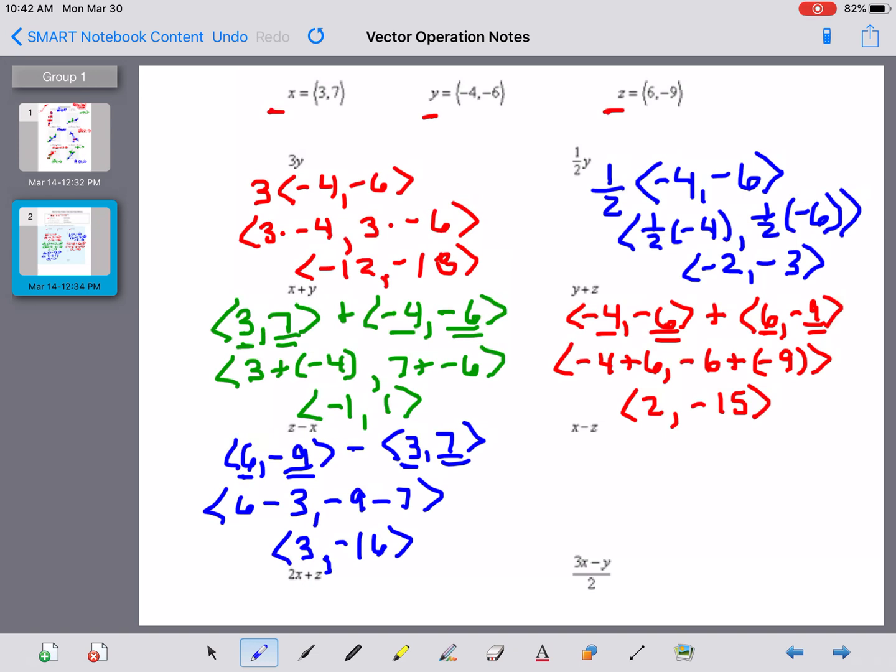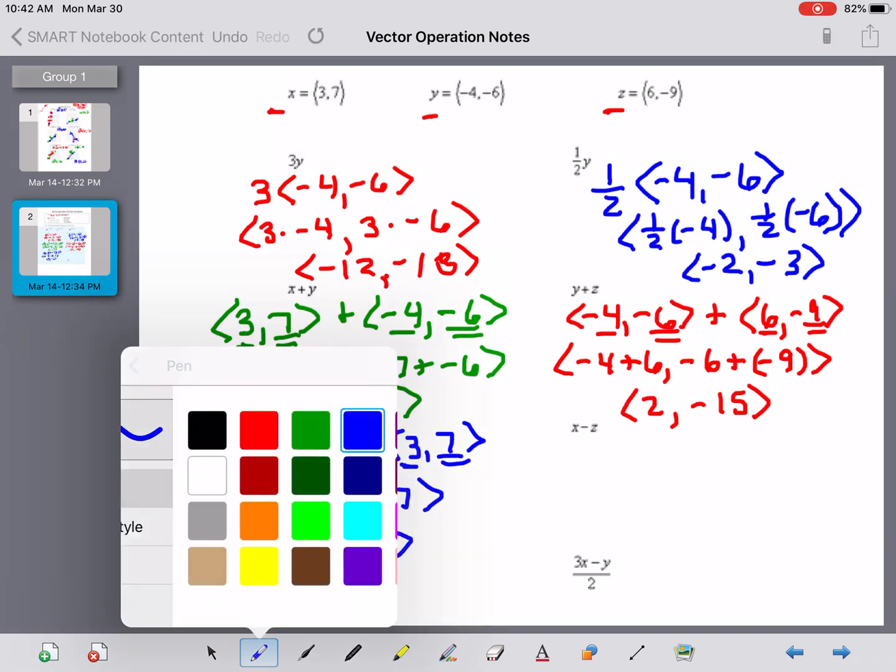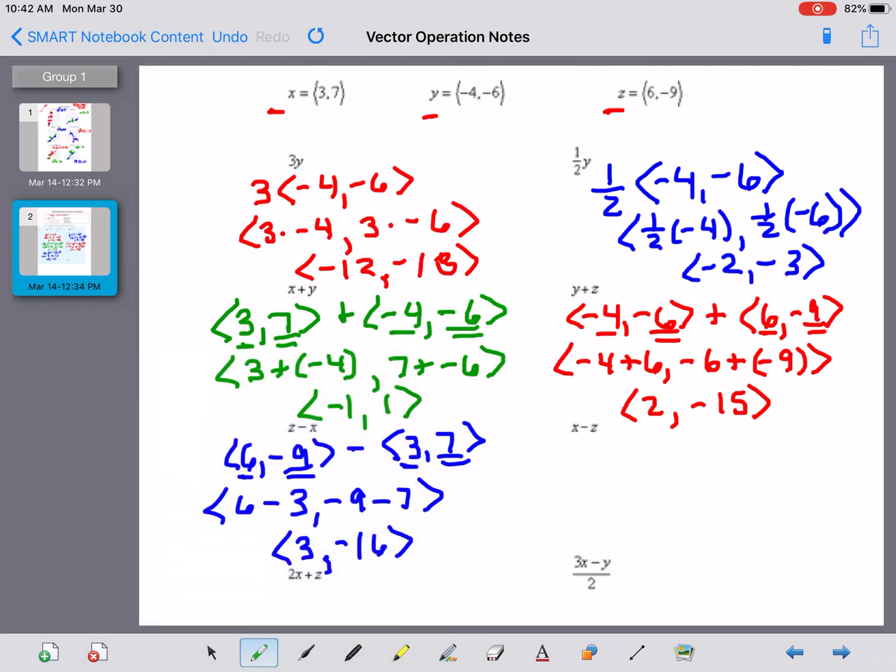Now you'll notice as I go to my next one, it looks almost like the same problem, but the order is different. I'm going to do x minus z. Does it make a difference in my order? So let's try it. X is 3, 7, and I'm going to subtract z, which is 6, -9.